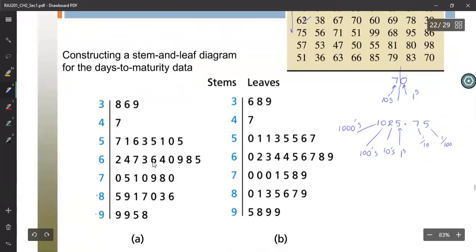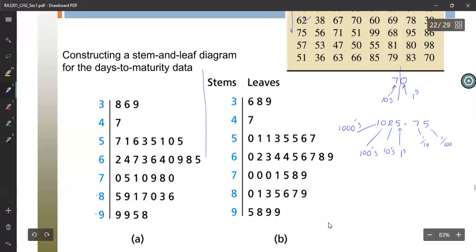But for the final product, you should order your leaves in ascending order. So for the stem 3, you have 8, 6, 9. In ascending order, it will be 6, 8 and 9. For 4, you have only one leaf, that is 7. For 5, there are 8 leaves. So you do it in ascending order: 0, 1, another 1, 3, 5, another 5, 6 and 7. So likewise, you prepare the leaves in ascending order. Is that clear to all of you?